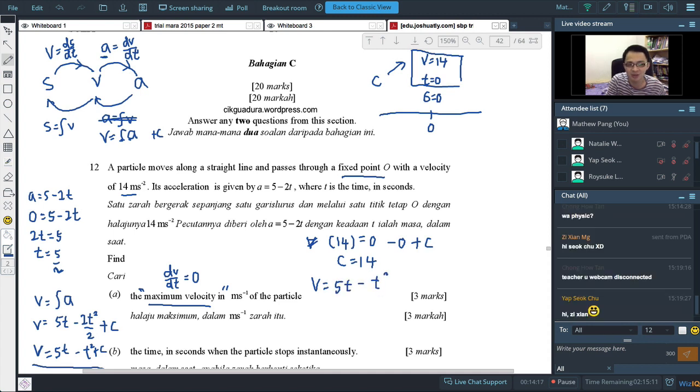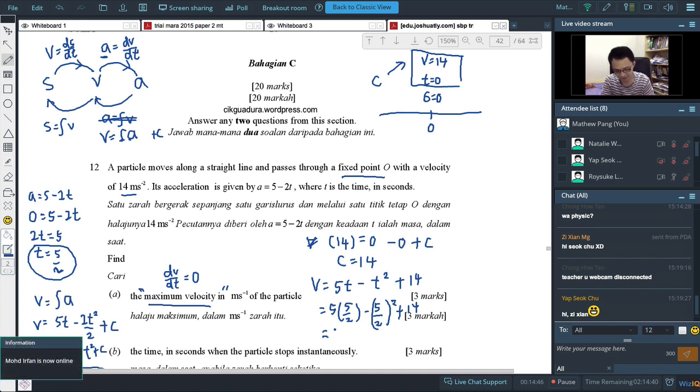Then what I will do next is, in order to find my maximum velocity, I know my time equals to 5 over 2. So I will substitute 5 over 2 into t here. So 5 multiply 5 over 2 minus 5 over 2 square plus 14. Then I can easily get my answer, which is 25 over 2 minus 25 over 4 plus 14. So which is 20.25. So this is my maximum velocity.